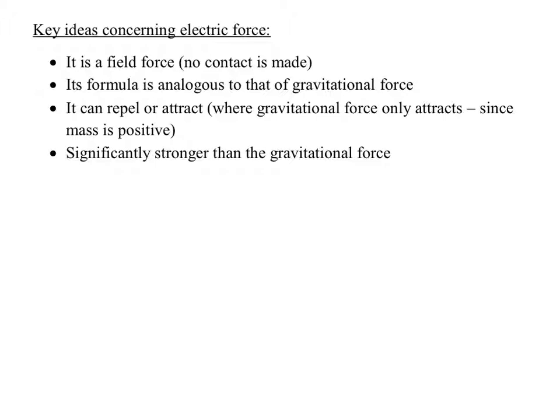We all saw the second bullet point, the analogous nature of the equations of gravity: G m1 m2 over r squared, and k q1 q2 over r squared. Very similar in nature. The third bullet point we're recognizing is that it can be attractive or repulsive, whereas gravity can only be attractive. Gravity can only pull 2 things together. It cannot push them apart. And then finally, in the last part, it's significantly stronger relative to gravitational force.